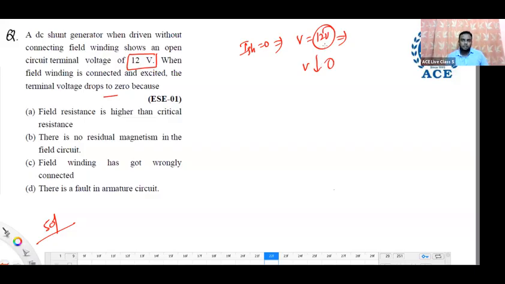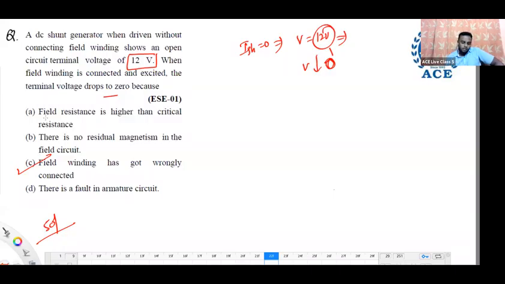But what is happening here? The voltage decreases to zero after connecting the field winding, which means the current is flowing in the reverse direction, and the flux produced is opposite to the residual flux. That's why the resultant flux becomes zero, and the voltage also becomes zero. The answer is the field winding has been wrongly connected.